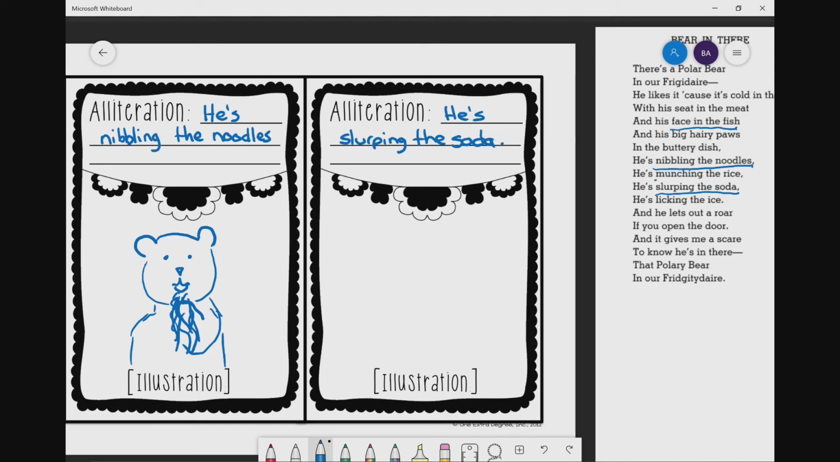So remember, there are some poems that will be completely loaded with alliteration because they've been written that way, but we can also just find small examples in some of our poetry as well. So read through it and look for it. You may have 5 or 6 examples, you may only have 1 or 2. So use whichever poem out of your 3 works best for this activity.